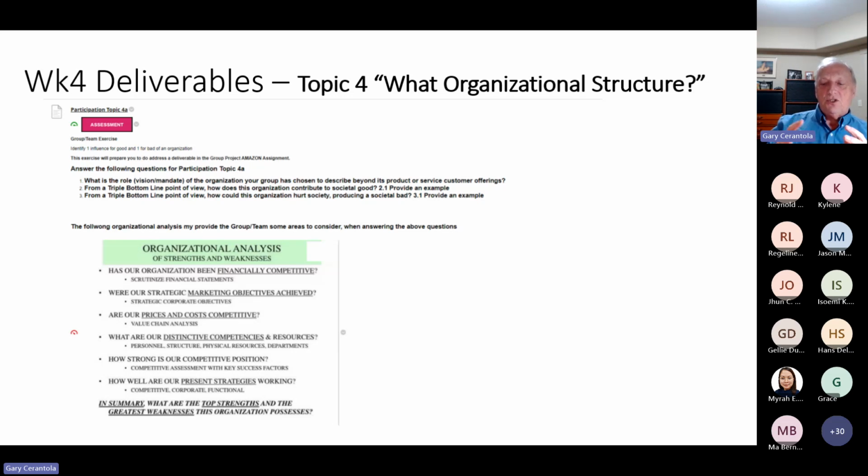You can use their services as a community to do good things, like public forums, to be able to deal with public issues and those kind of things. So that's what I'm looking for in question 2. And then question 3 is, using triple bottom line again, how does this company or organization hurt society?